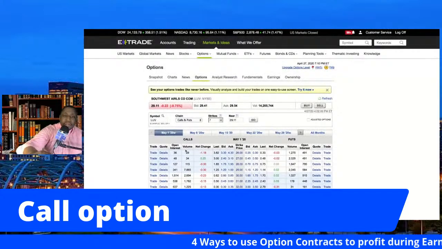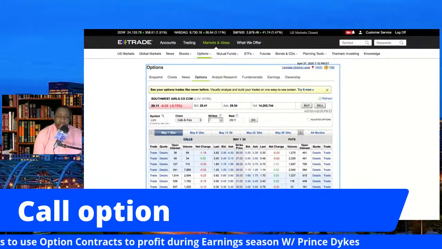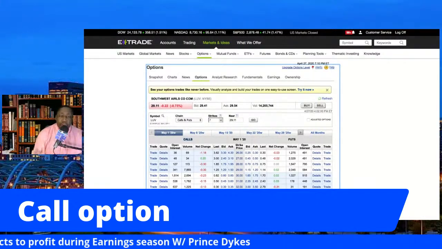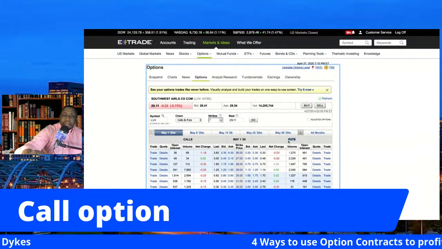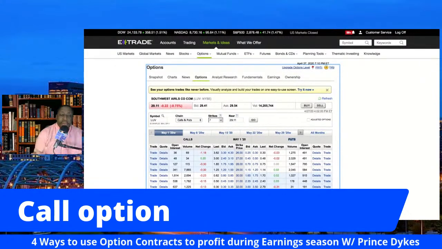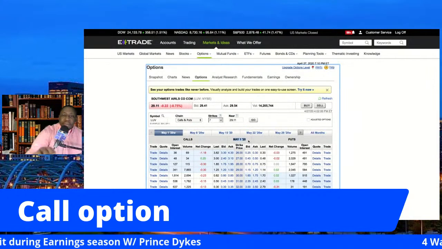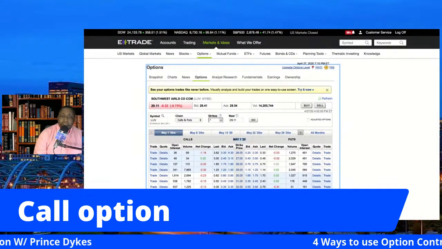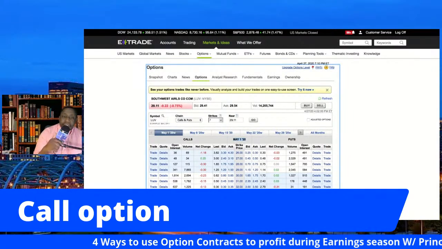On the left side, you see this is the call side. These are the people who are bullish, who are thinking the market is going to go up, right? This is the put side. These are the people betting not the market, but this particular stock, is going to go down. In the middle is the expiration date. So on May 1st, on the left side you have calls, on the right side you have puts.